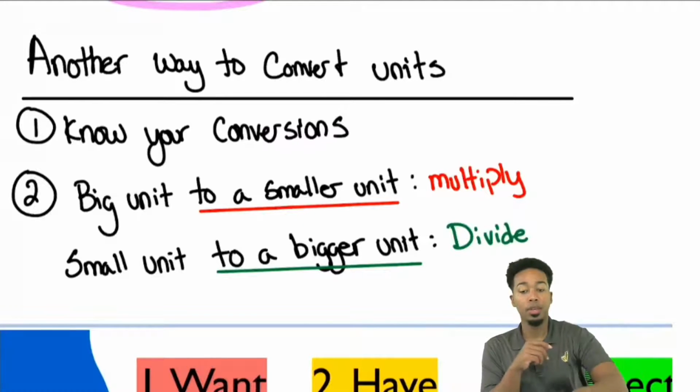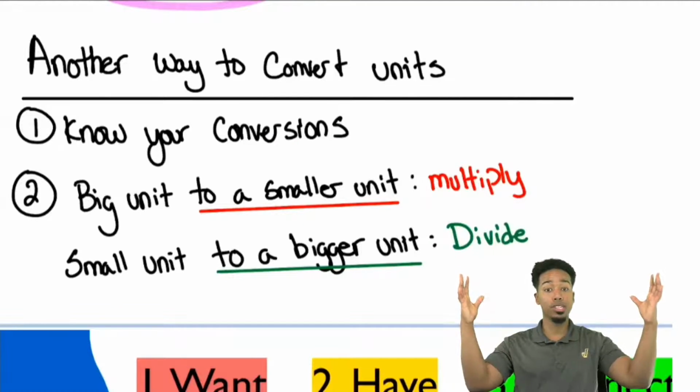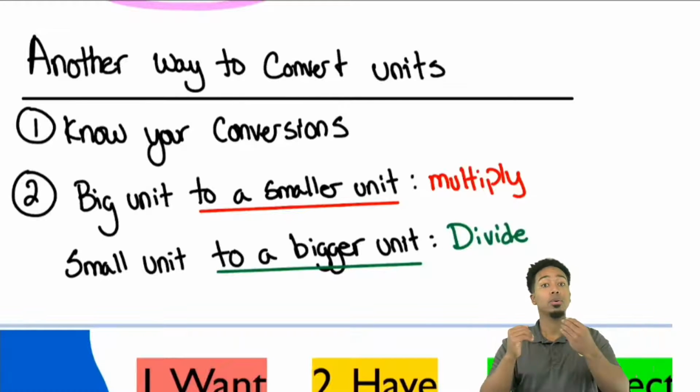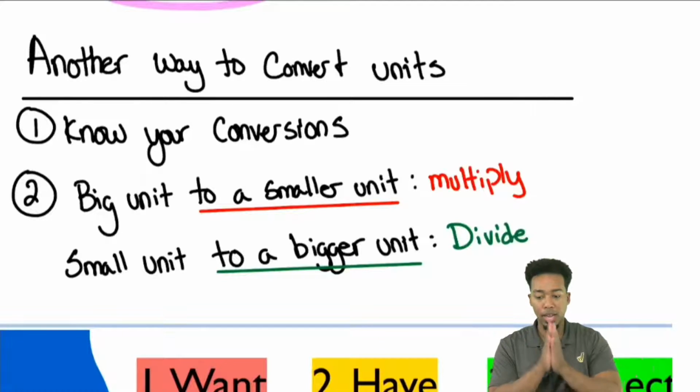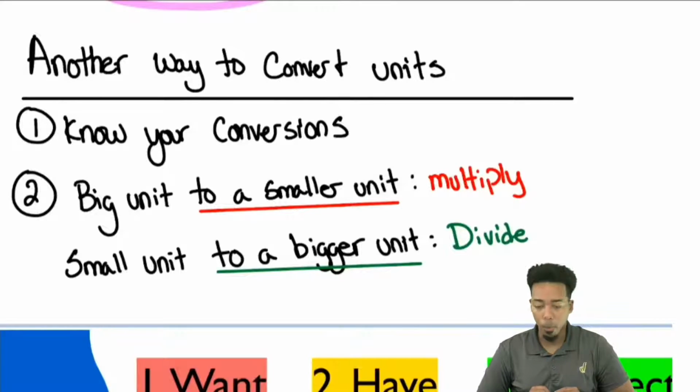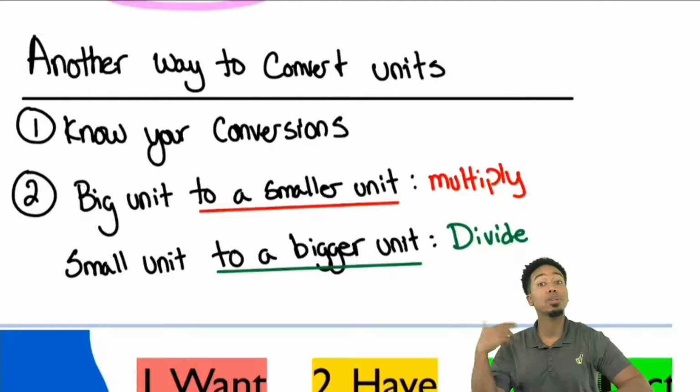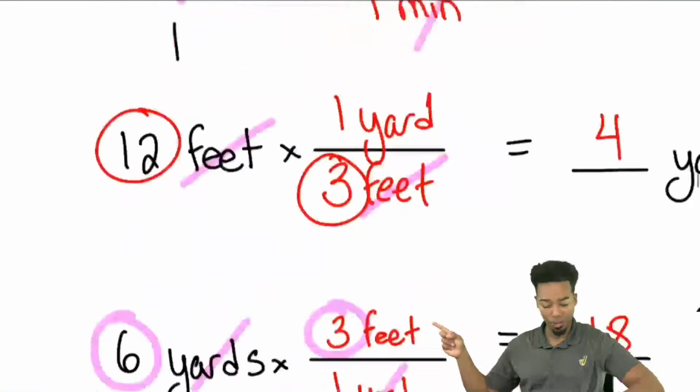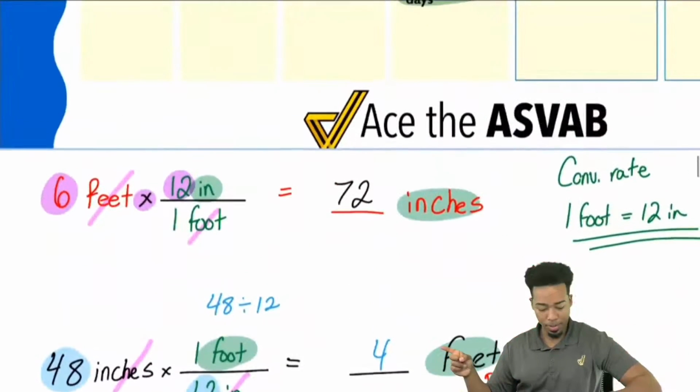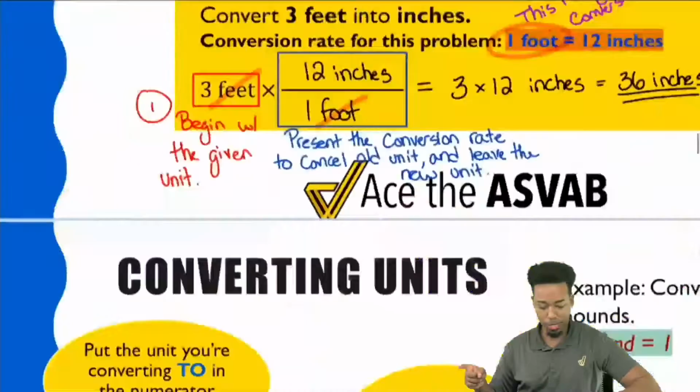Now let's reverse it. If we're starting with a big unit and we're trying to see how many of these small units make it up, we are going to multiply. Yep, starting from a big unit to a small unit, we multiply. Cool. So let's see all of this play out. Let me zoom out just a little bit, and let's start from the very beginning here.